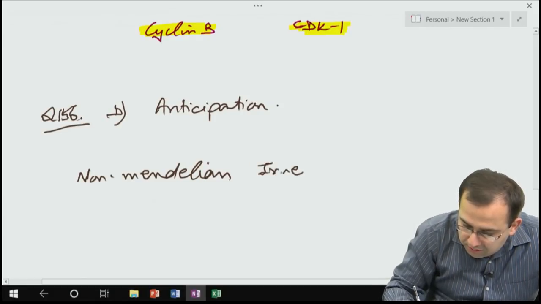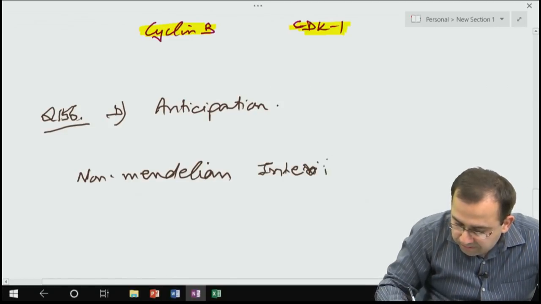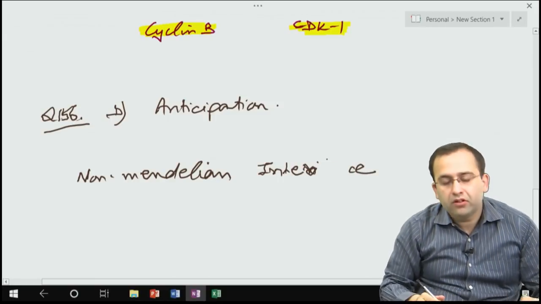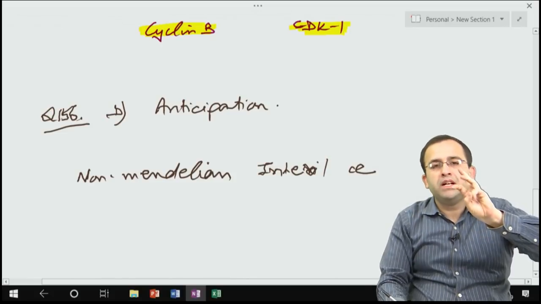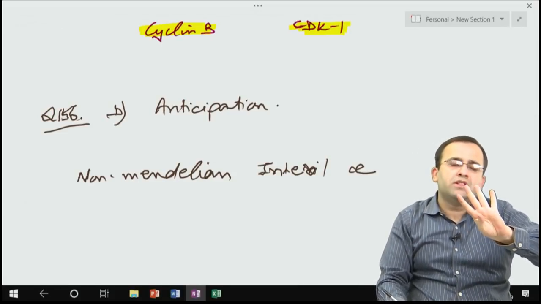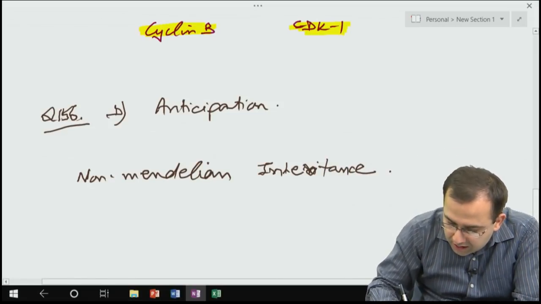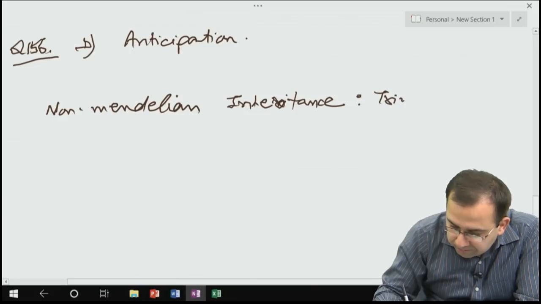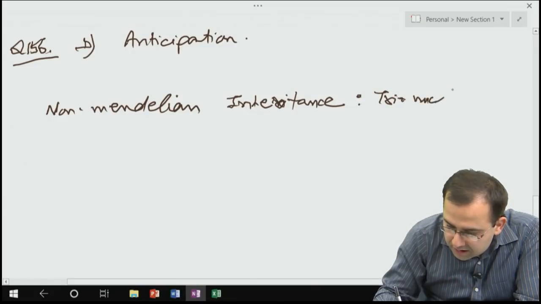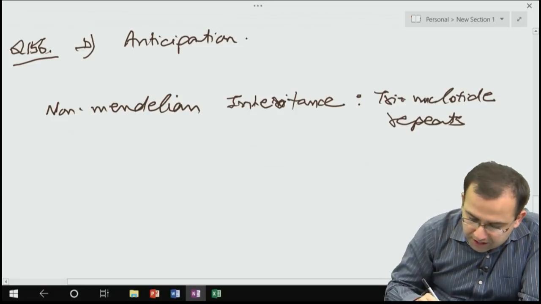And which non-Mendelian inheritance? Non-Mendelian inheritance is of three types. That is genomic imprinting, trinucleotide repeats, and mitochondrial inheritance. Fourth is gonadal mosaicism, which is very rare. So it is seen in non-Mendelian inheritance. Which type? The trinucleotide repeat type. Next point.